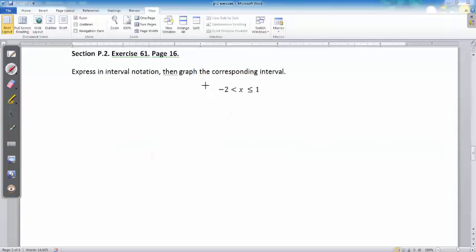In this problem, we're expressing this inequality in interval notation, and then we're graphing it on a number line. I'll express it in interval notation, then I'll actually go to another program to graph on the number line. We're looking at -2 to 1. -2 is the left endpoint. 1 is the right endpoint. -2, since it's a strict inequality, I can't actually equal, should have parentheses. And 1 should have a square bracket.